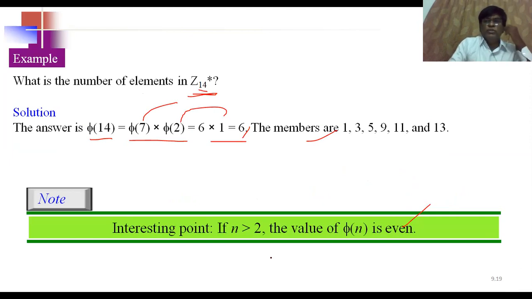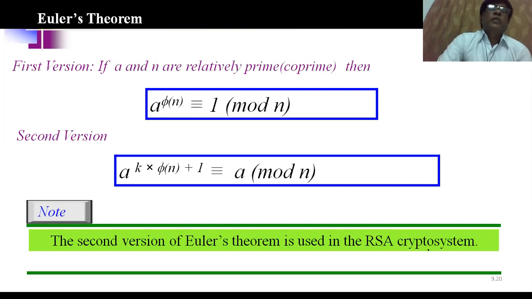So this is Euler's phi function. Next, Euler's theorem. There are two versions. Euler's theorem specifies two versions. If we assume a and n are co-primes, or relatively prime, where a is one number and n is another number, both co-primes.